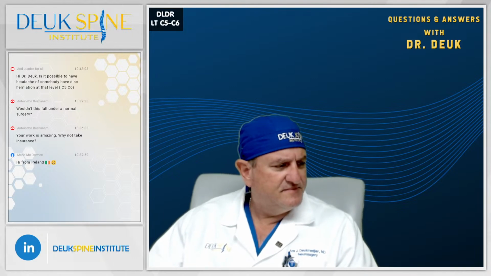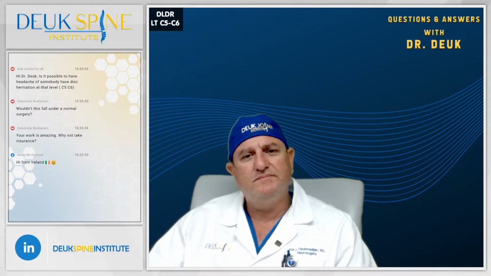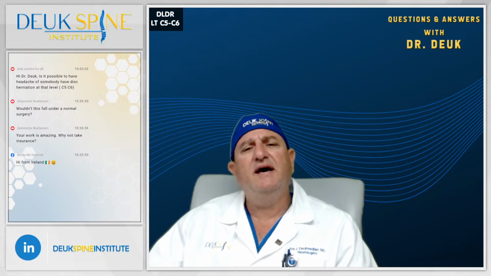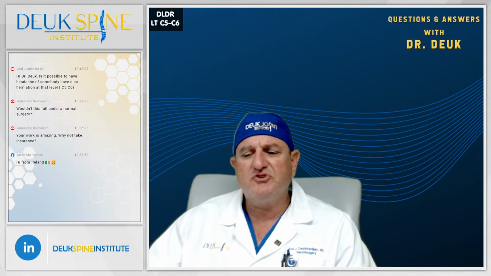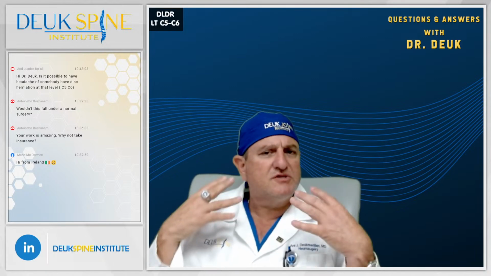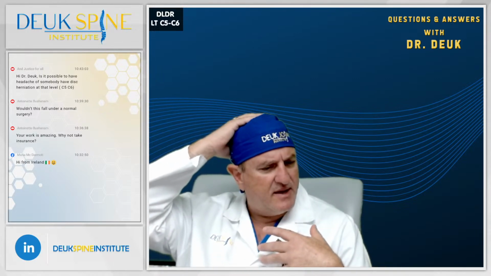And then last but not least, we have a question from Injustice for All. I like the name, and justice for all. Yeah, for Melbourne. And they asked, "Hi, Dr. Deuk. Is it possible to have a headache if somebody has a disc herniation at the level of C5-C6?" Yes, so Injustice for All is asking a great question. We talk about this often. If you have a herniated disc in your neck, could it cause not just neck pain, but could it cause headaches that come from your neck and go up the back of your head?